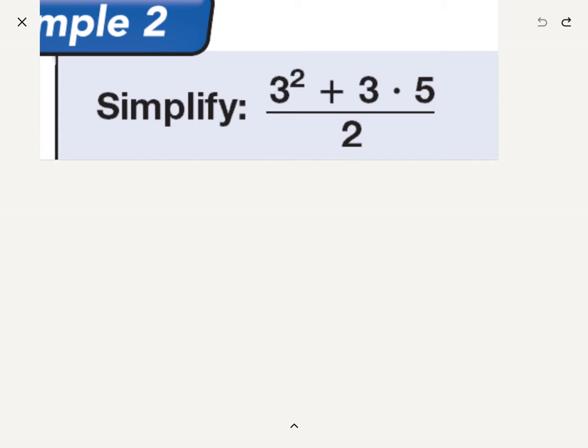Okay, so we would do exponents first. So parentheses, exponents, no parentheses, but we got our exponent. And then next we do the multiplication. Then we want to solve what's on top.